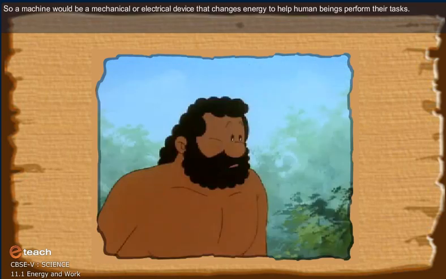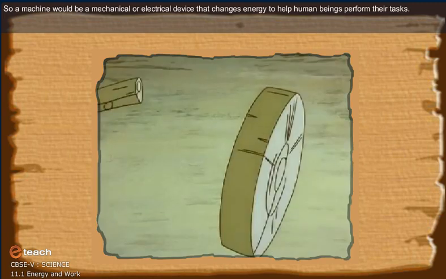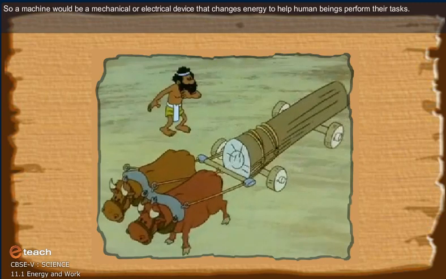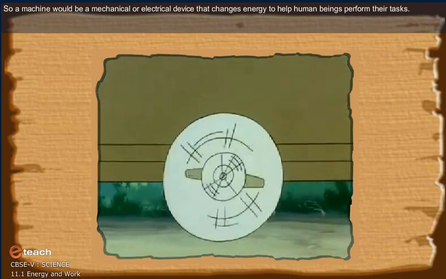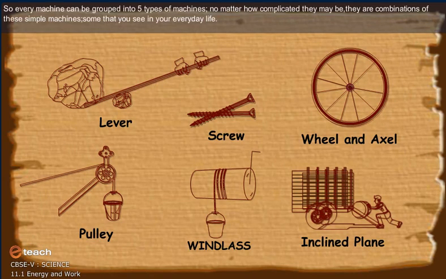So, a machine would be a mechanical or electrical device that changes energy to help human beings perform their tasks. So, every machine can be grouped into 5 types of machines. No matter how complicated they may be, they are combinations of these simple machines. Some that you see in your everyday life.